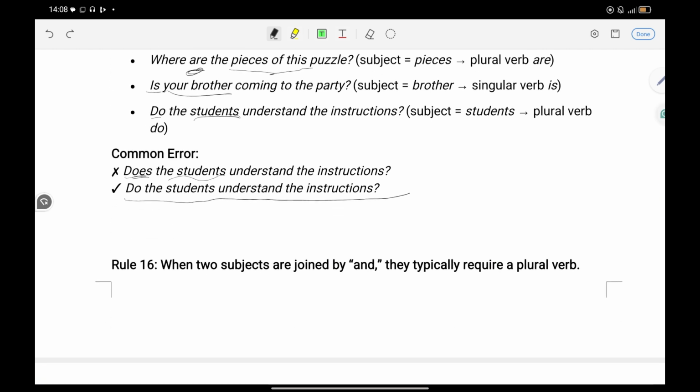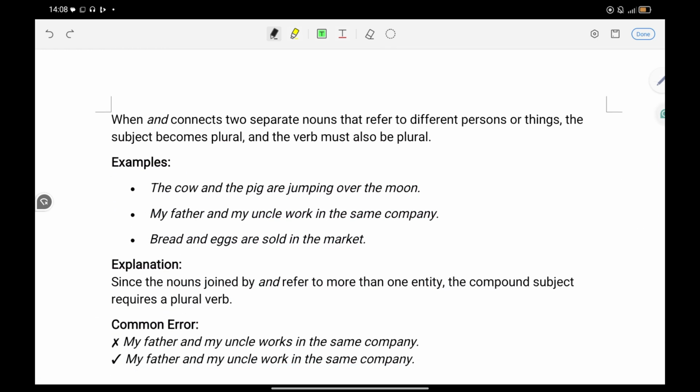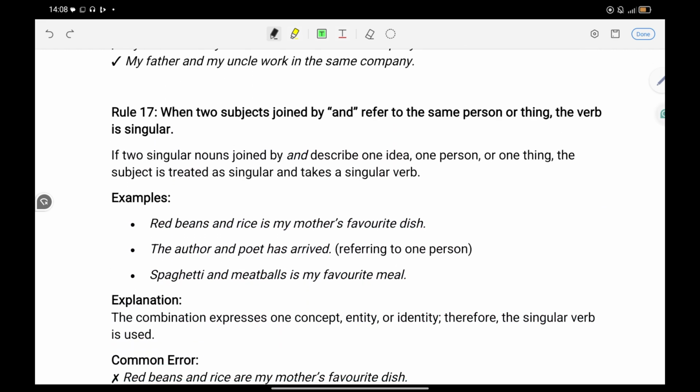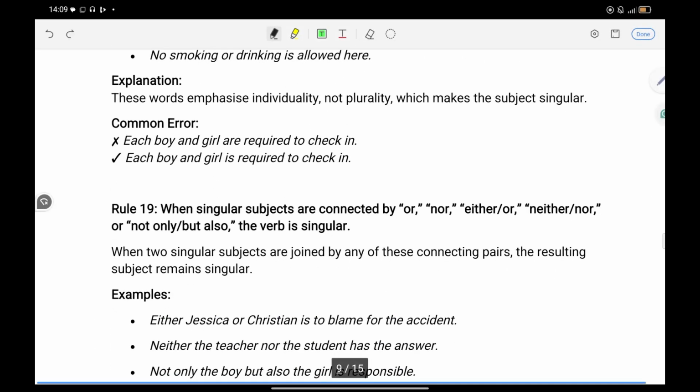So, rule 16. When two subjects are joined by and, they typically require a plural verb. Okay, I think we've seen this before. The cow and the pig are jumping over the moon. All right. Looks like we're almost done.